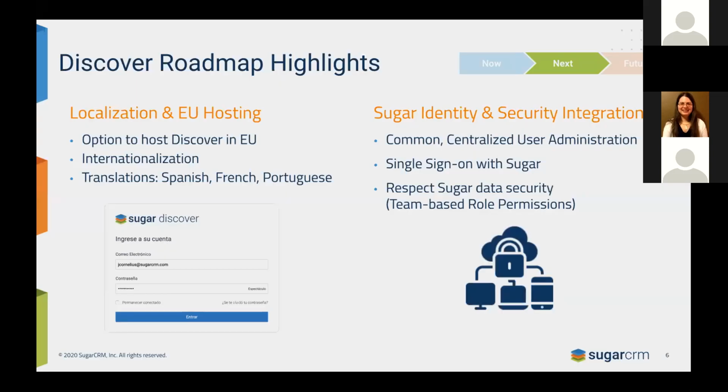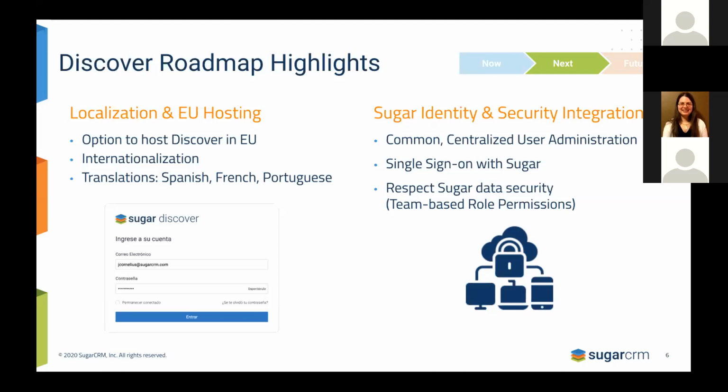So let's go into the next couple of quarters beyond what we'll be releasing in April. Our next area of focus continues kind of on rolling Discover out to a wider audience, as well as continuing down the path of tighter integration with core Sugar. So we will be launching hosting of Discover in an EU zone. We're also in the process of internationalizing the product so that we can begin rolling out new translations. And we have Spanish, French, and Portuguese planned for Q2 of this year to offer those localized languages.